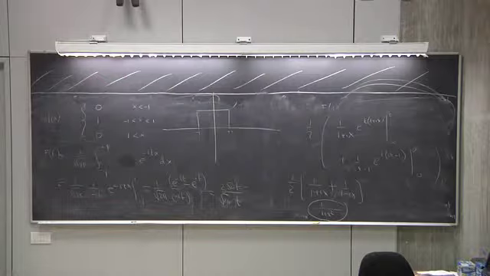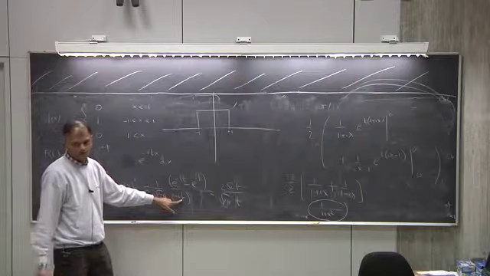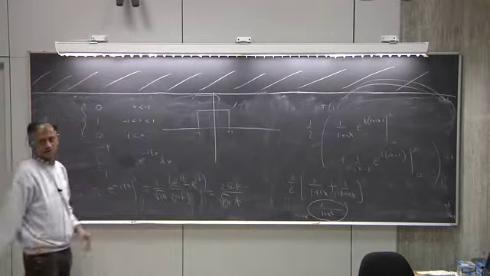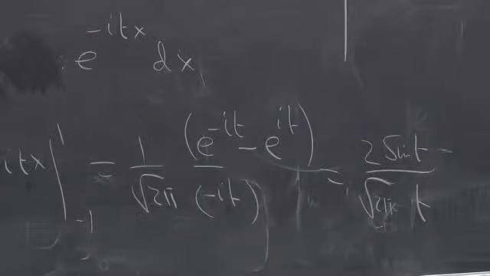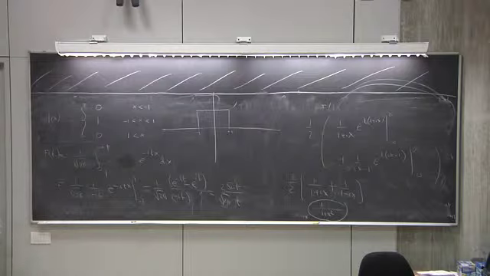It's perfectly fine. One might have worried that there is a 1 over t here. At t equal to 0, it seems to have a problem, but there is a sine t here. So at t equal to 0, there is no singularity for capital F of t. Okay. So now the question is whether the inverse transform is going to give you back that function or not.